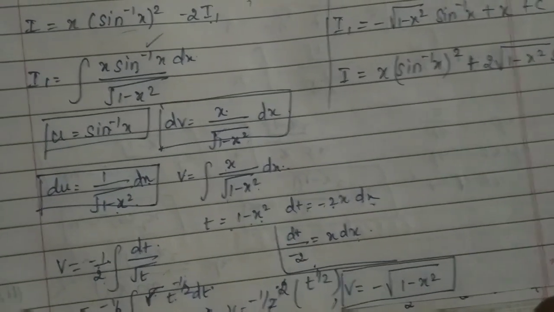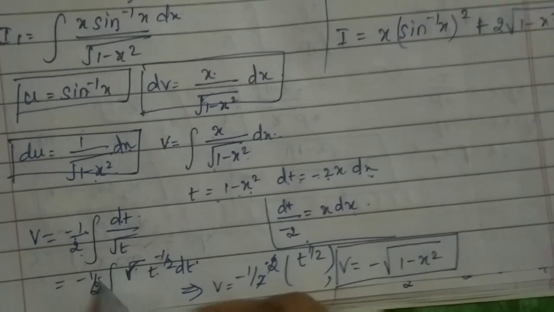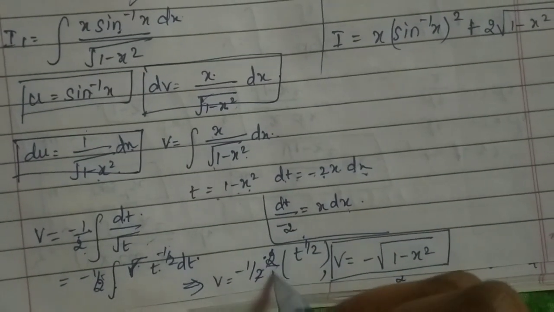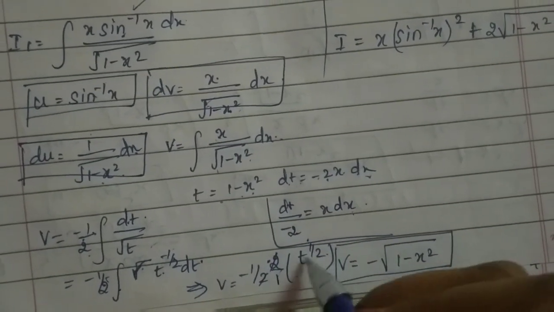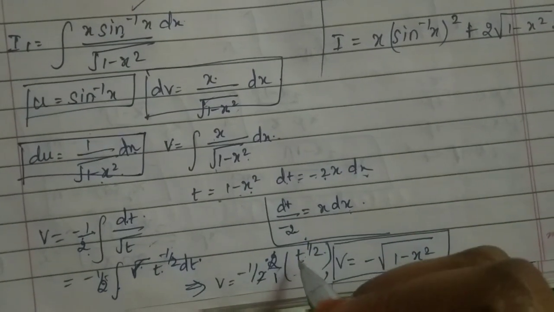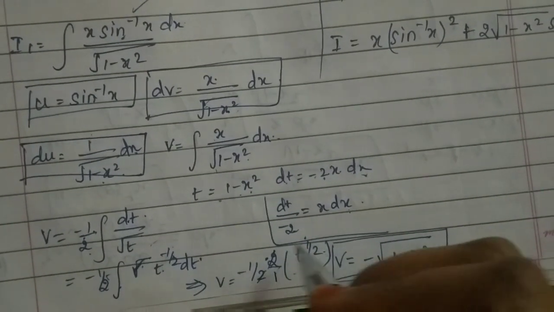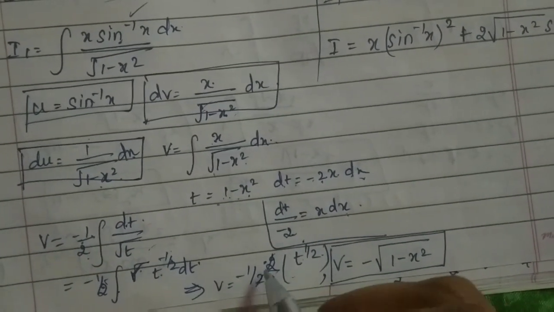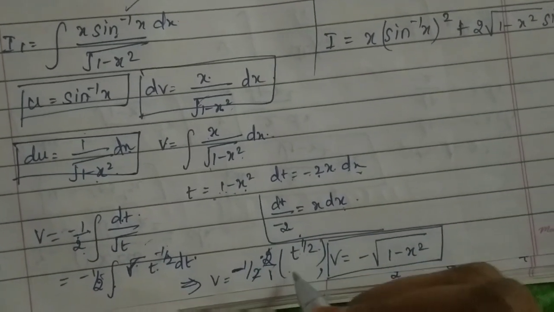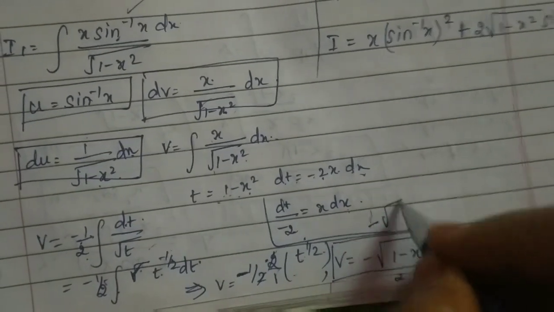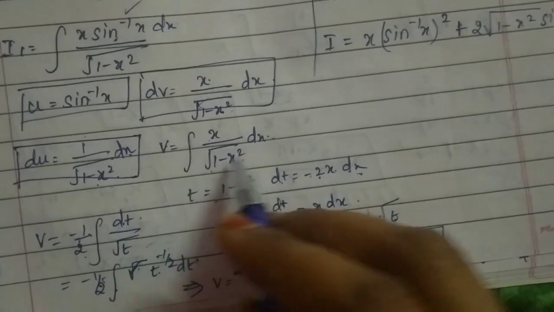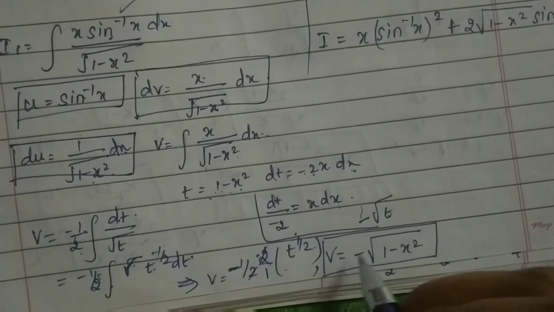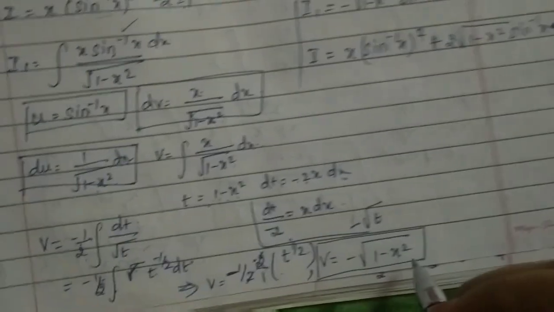Now I told you to reciprocate and write. So I will get minus half into 2 by 1 into t power half. t power half is nothing but root t. Therefore the 2 and 2 will get cancelled. You will get minus root t. This t value is nothing but 1 minus x squared. Therefore v value is nothing but minus root of 1 minus x squared.